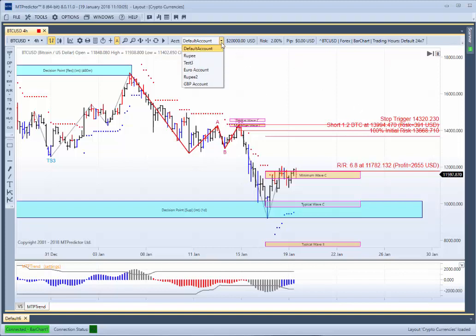Remember, you can change the account size as well. So if we have like a smaller account size here, it will again adjust the position sizing for you based on what account size you put into MTPredictor. That's great for you guys with smaller account sizes.